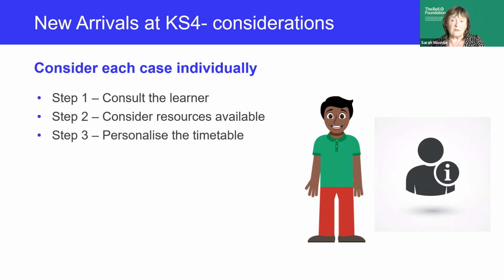But a good place to start is by consulting the learner. What does the learner want to do? Do they have career aspirations? Which subjects did they enjoy most in previous schooling? Then consider what resources the school actually has available, and then use these to construct a personalised Key Stage 4 timetable with the learner and parents involved in the planning if possible.